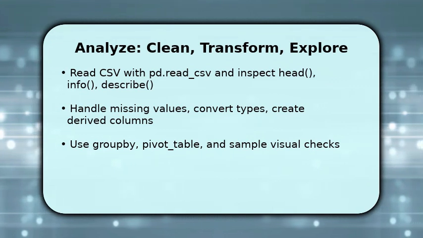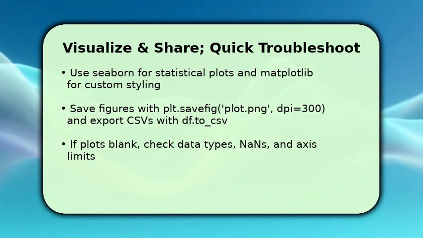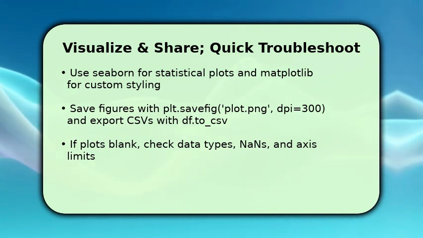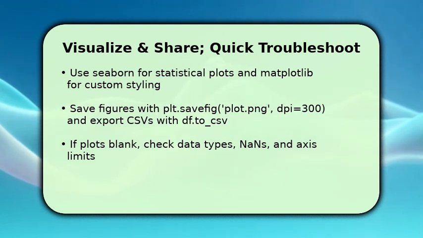You finalize by creating clear visuals. Seaborn for histograms, box plots, and regression lines, and Matplotlib to tweak labels, ticks, and layout. Once happy, save high-resolution images with plt.savefig at 300 dpi and export results via df.to_csv for reproducibility.